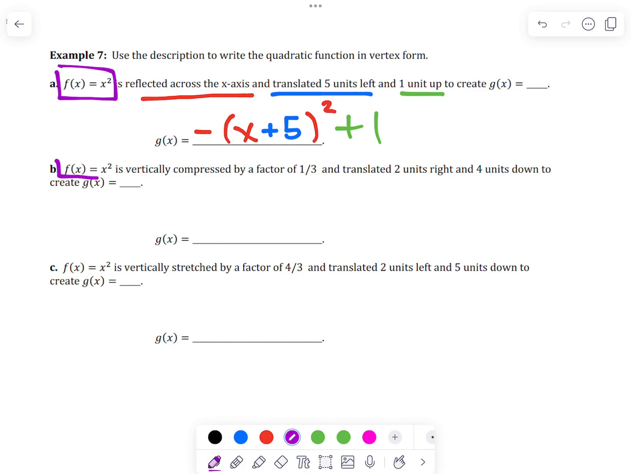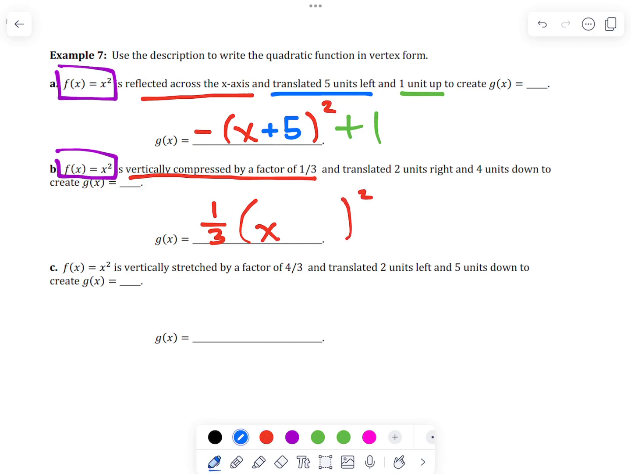Example B. Again, we have our parent, and now we are vertically compressing it by a factor of 1/3. So anything that changes the shape is outside the function in front. So that's 1/3 x squared.